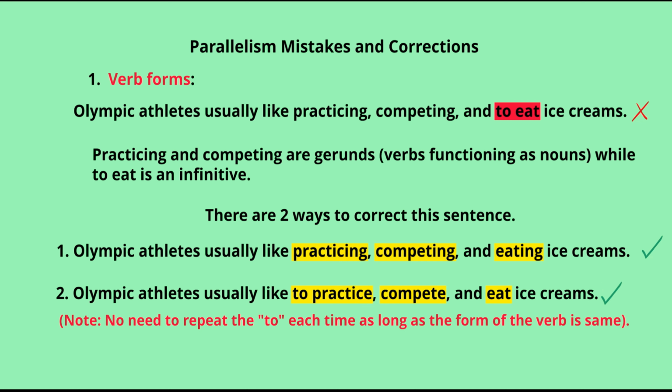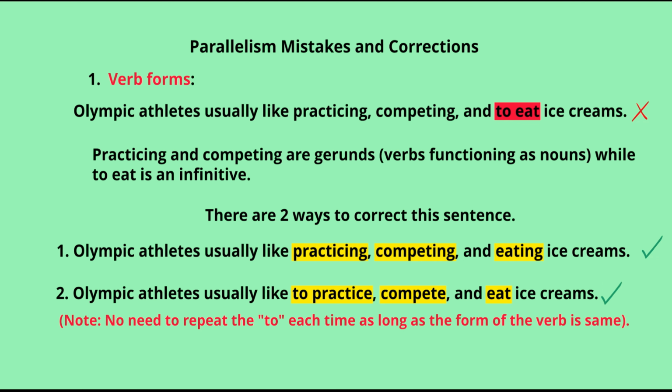Parallelism mistakes and corrections. The first one is verb forms. Do you remember the sentence in the first slide? Olympic athletes usually like practicing, competing, and to eat ice creams. So, why was that wrong? Practicing and competing are gerunds. So, what are gerunds? They are nothing but verbs functioning as nouns. If you want to learn more about gerunds, you can go and watch that in my playlist. So basically here practicing and competing are gerunds, while to eat is an infinitive, right?